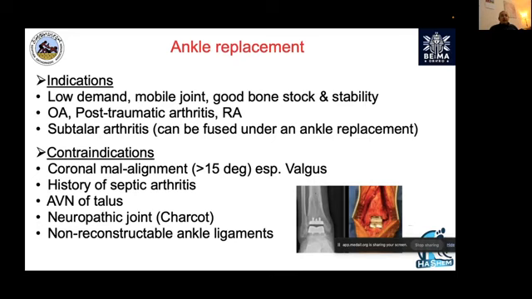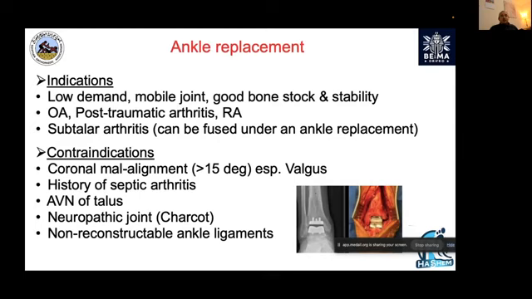When not to do a replacement: as with any replacement, you cannot do a replacement in a neuropathic joint. You cannot do a replacement with a previous history of infection. You cannot do a joint with AVN. You cannot do a joint with ligament laxity or rupture, because honestly, the ankle replacement, or whatever replacement, is not inherently stable in itself, and constrained options have their own problems. That's why you have to have good ankle ligaments before you replace an ankle.